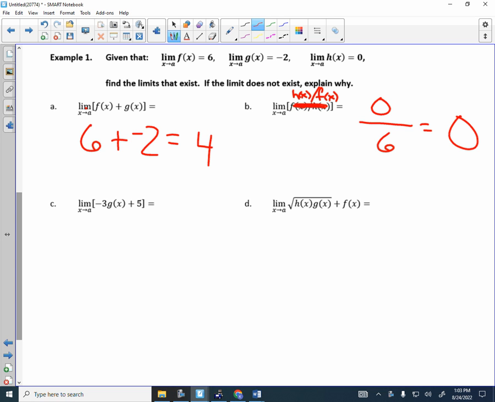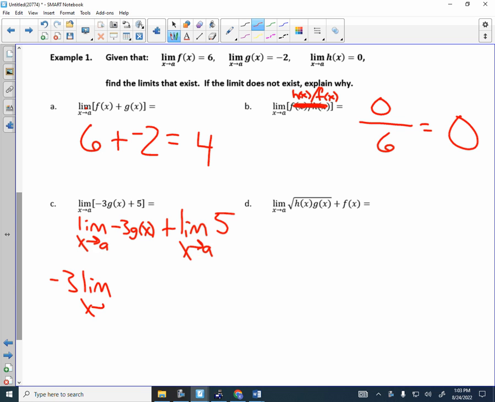Don't freak out about it. It says the limit as x goes to a of this. Okay? So what we could really do, I'll show you the long way. You could say limit as x goes to a of -3 g of x plus the limit as x goes to a of 5. You could manually break it up like that. And then you could pull the -3 out front. Say -3 times the limit as x goes to a of g of x plus the limit as x goes to a of 5. Do you want to do all that work?